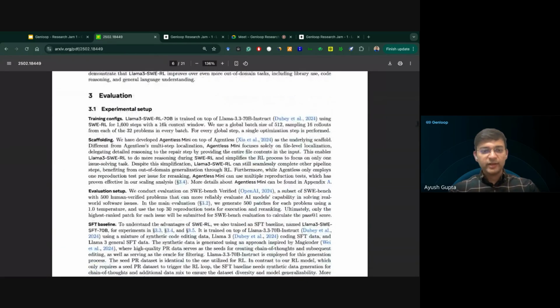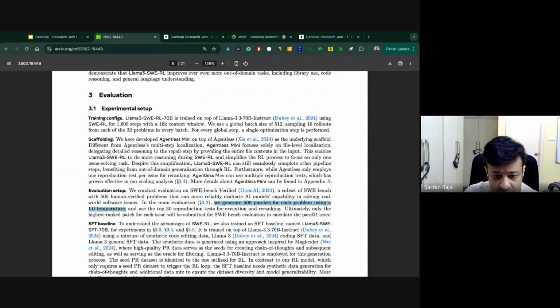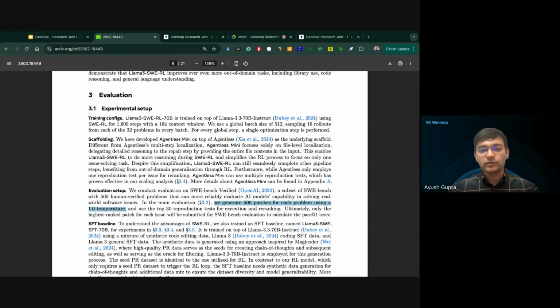Let me again freeze on that. In the main evaluation, we generate 500 patches for each problem using a one temperature. So I'm pretty sure about that. This was to have a mode kind of a generation, generate multiple variations and then pick the best one. Now, how do you pick the best result?